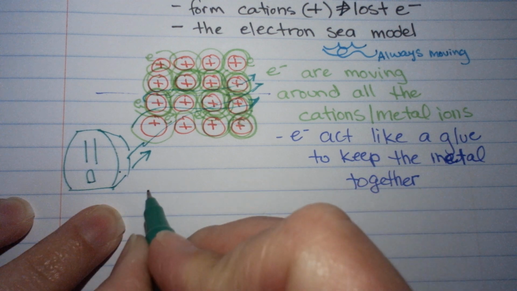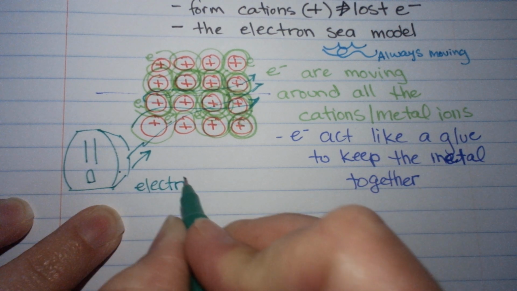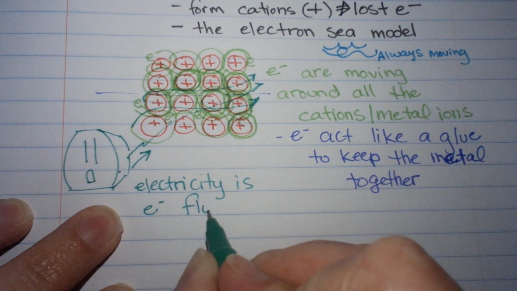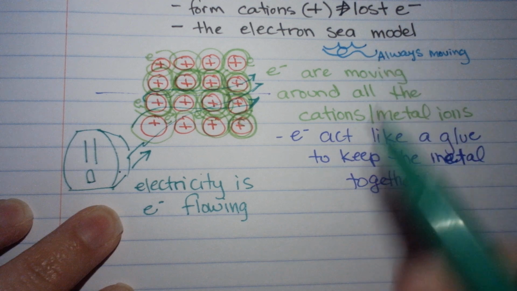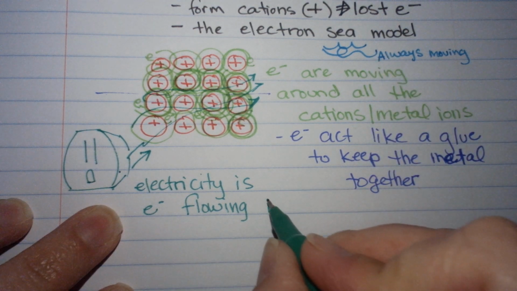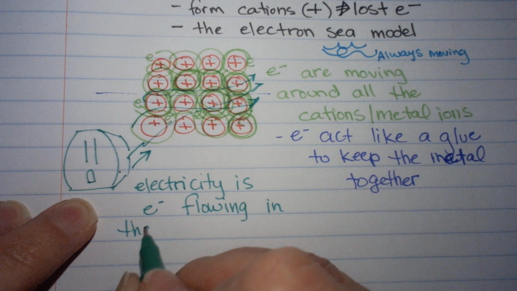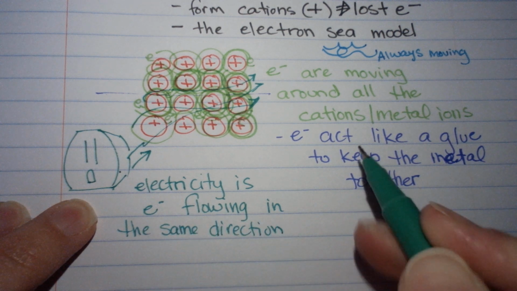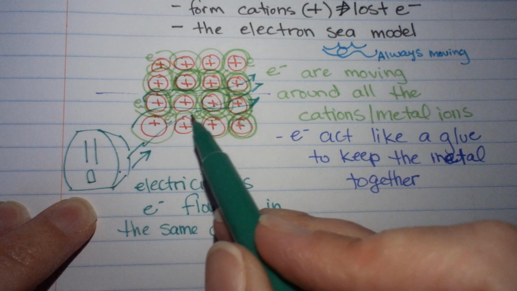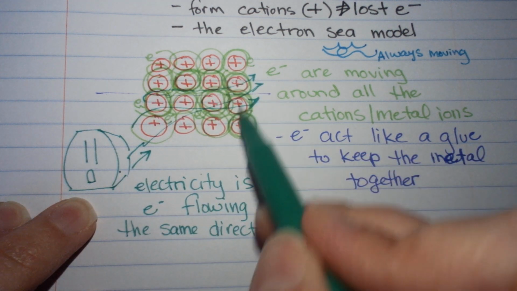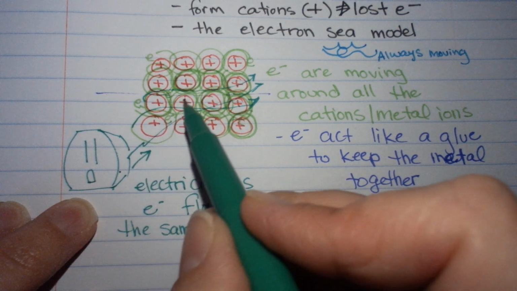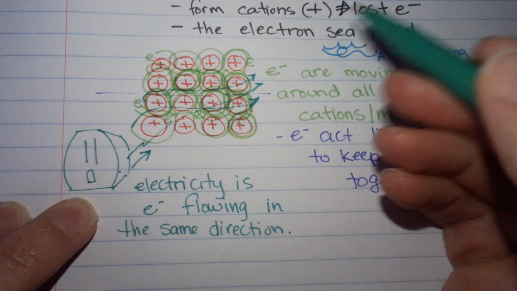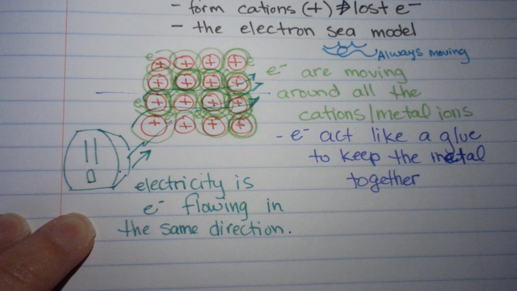So, electricity is electrons flowing, just like a sea, flowing in the same direction. So whenever there's an electrical current passed through this, the electrons aren't going all crazy everywhere. When there's an electrical current passed through, the electrons all go the same direction. Wherever they're going to go, maybe to your cell phone, to your lamp, to your whatever. Thumbs up if that makes sense.